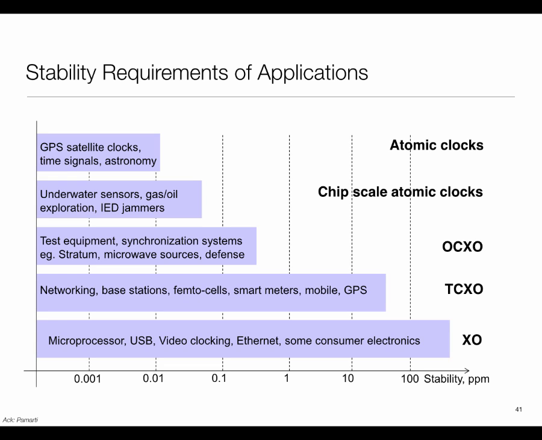But this is not something you can just go out and buy. Very few companies sell it. They're export controlled. And then finally, for applications like the GPS satellites, each GPS satellite has an atomic clock in it, for example. So there are applications where you really need that high degree of stability.